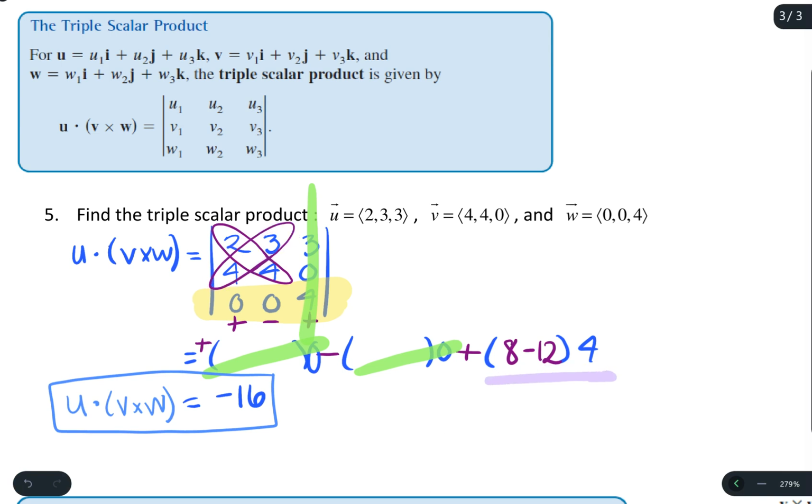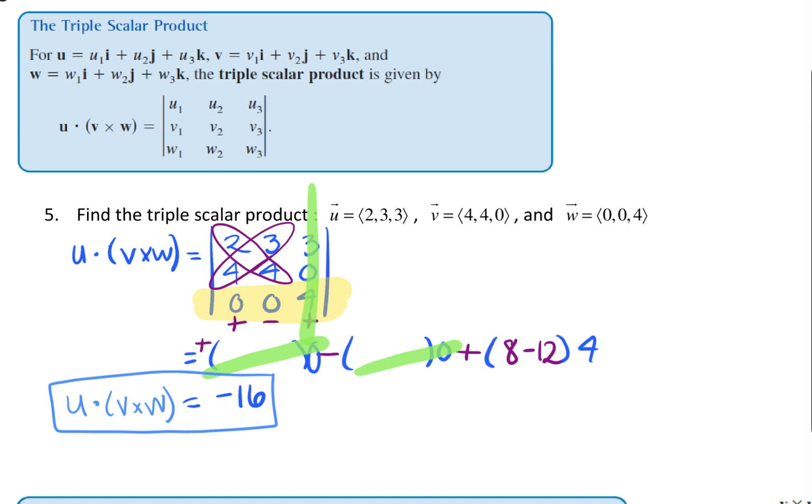You may or may not have thought about it. Hopefully you did. But because of the zeros, you still could have ended up with the right answer without thinking about it. Remember that this last row is plus, minus, plus. So don't forget that sign change rule. We have our plus, we have our minus, and we have our plus.